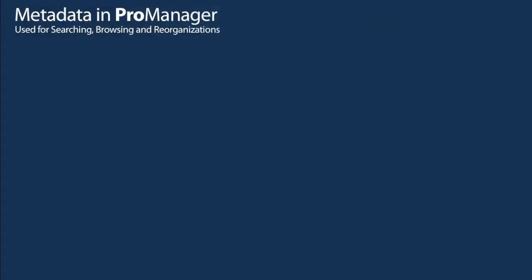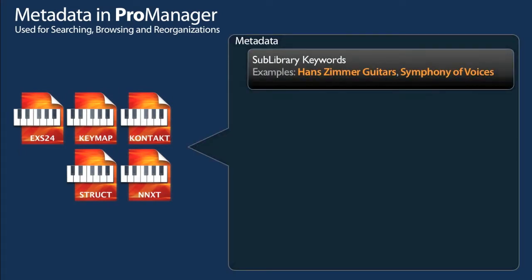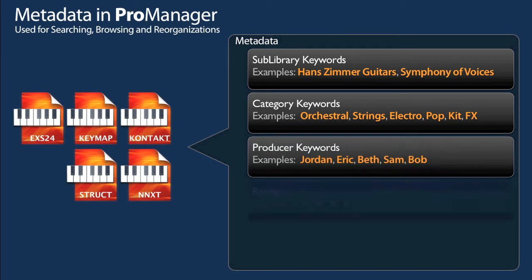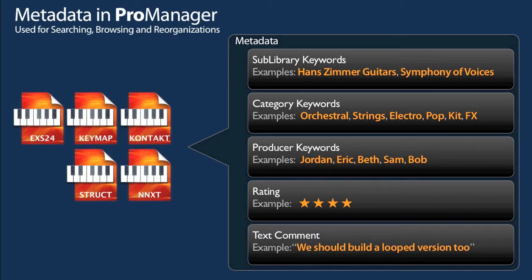Metadata is a set of attributes you assign to instruments to provide a detailed description of their content. For each instrument, we can assign a set of sublibrary keywords, a set of category keywords, a set of producer keywords, a rating, and a freeform text comment.